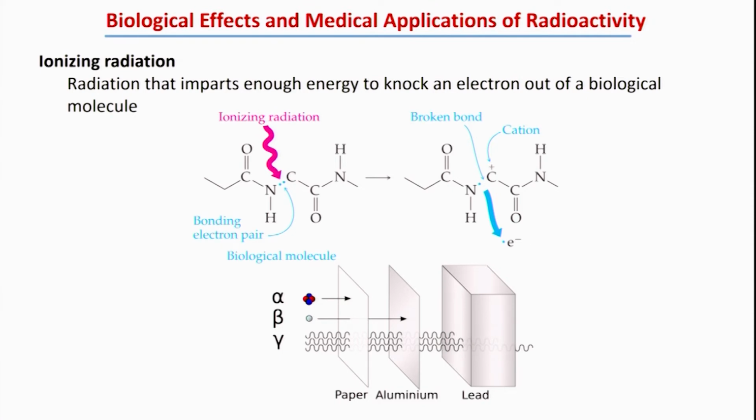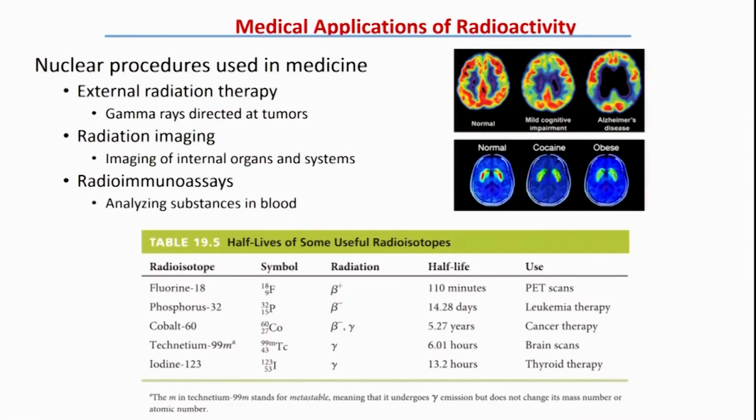And when I say alpha and beta are not as dangerous, that's true outside the body. But if you get them into your body somehow, if you ingest them, sometimes we do this on purpose, now they have closer contact with any tissue, so then they do become more dangerous. So that's kind of thinking about the different types and how powerful they are.